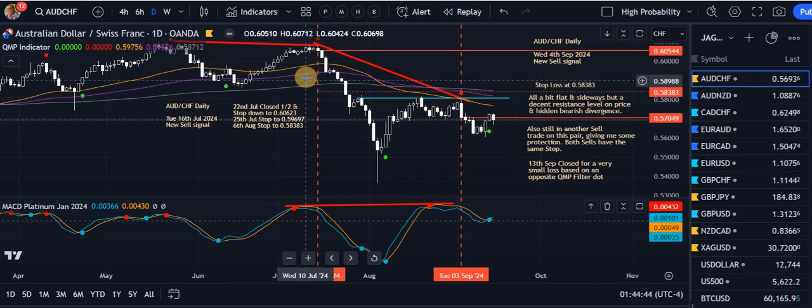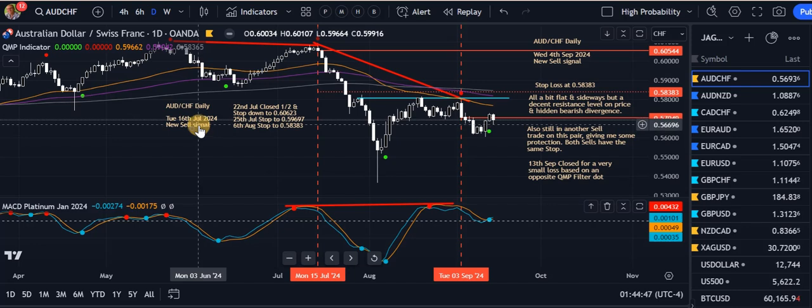I'm in a sell. This is the Aussie Swiss. I'm in a sell from the 16th of July. So there's a sell here. All my sells are in red. There's a stop there. There's my trade management. I can't lose on that sell. I took a sell on the 4th of September, so on the open of this candle here. Now it's gone down.